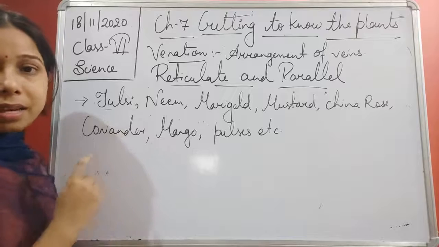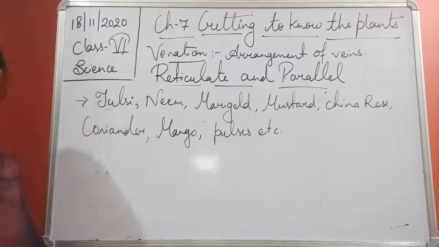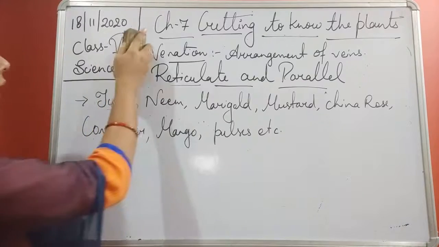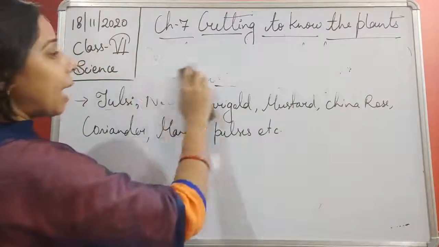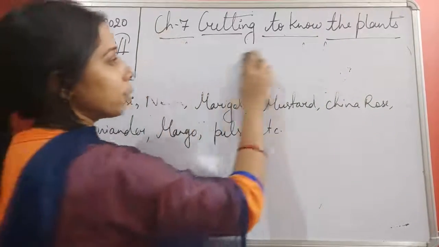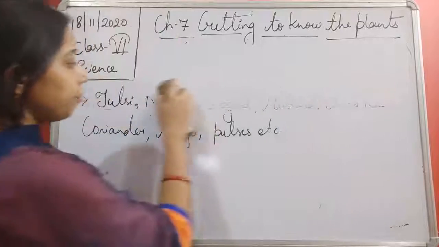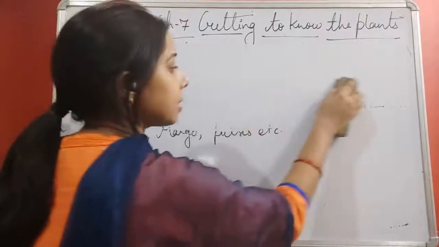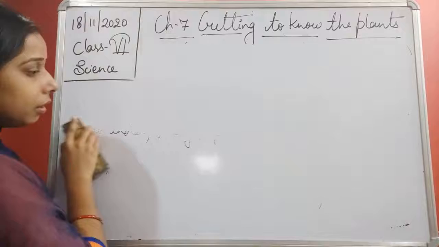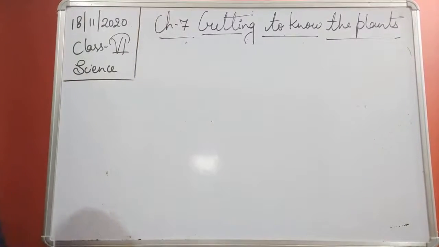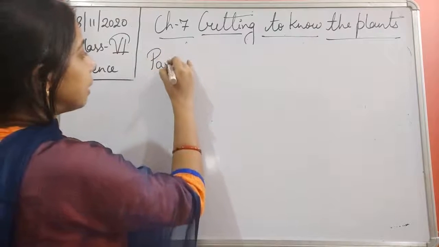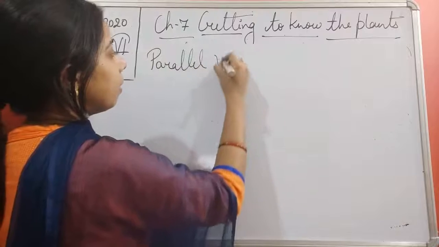Okay. Now we will move forward and try to understand another kind of venation, and that is the parallel venation. We discussed the reticulate venation, student. The name reticulate explains that the pattern of the venation in the reticulate venation is a net-like design. The second thing that we can see here is parallel venation.